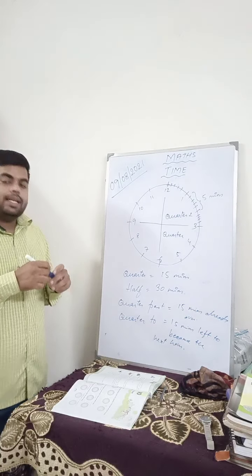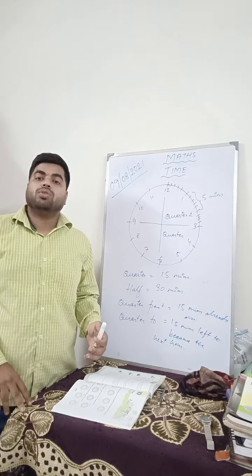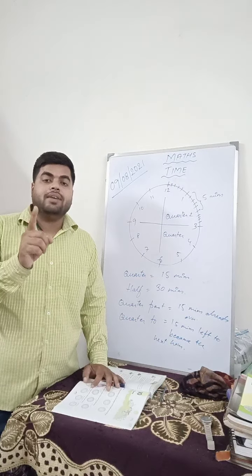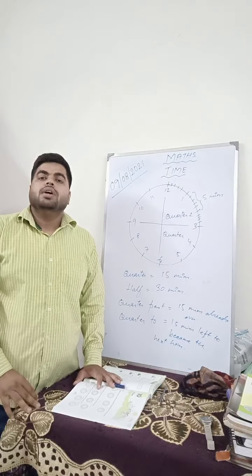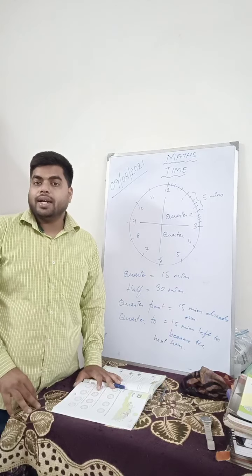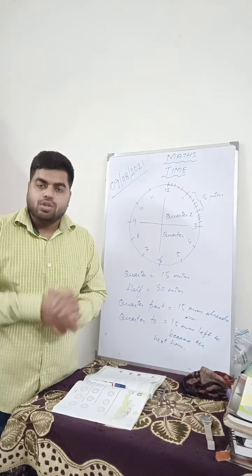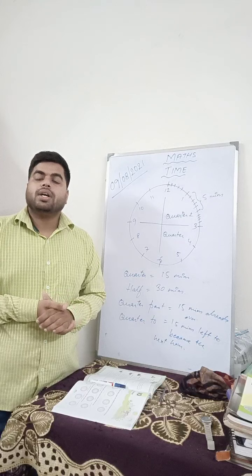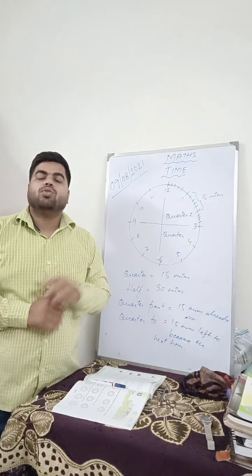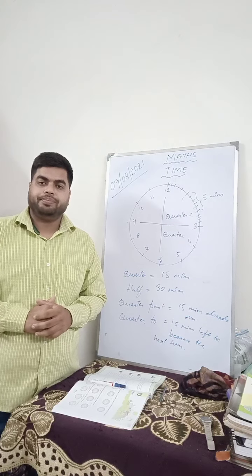So 15 minutes left to become the next hour. Suppose if I say quarter to 9, that means still 15 minutes is left to become 9 o'clock. But if I say quarter past 9, that means 15 minutes is already over after 9 o'clock. So this language you should understand. Quarter to means it is still left, and quarter past means it is already over.